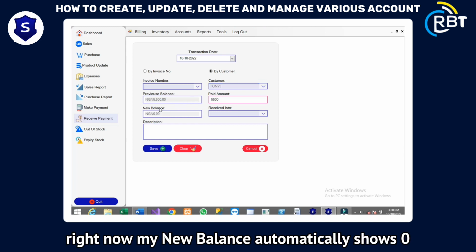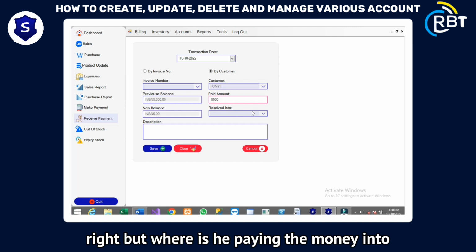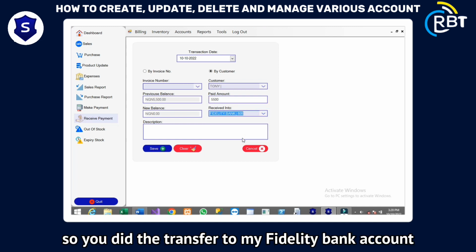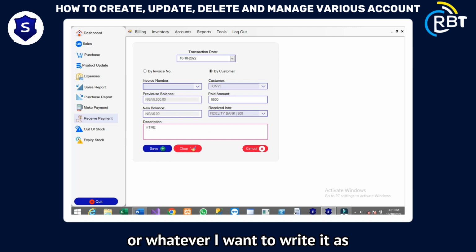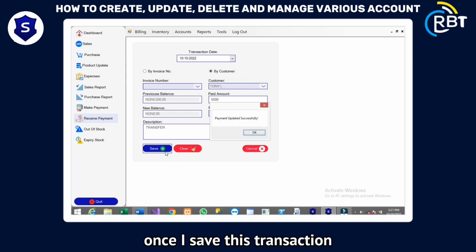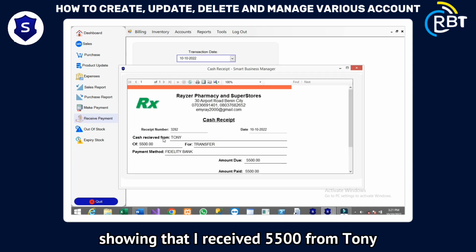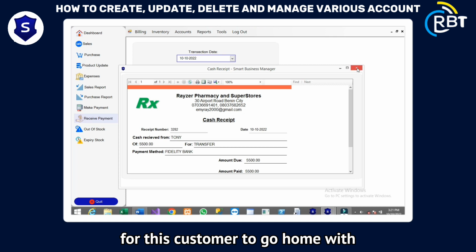Now my new balance automatically shows 0 once Tony pays this amount, right? But where is he paying the money into? He wants to pay this same money into my Fidelity Bank account. So he did a transfer to my Fidelity Bank account. I could just simply write the description as transfer or whatever I want to write it as. And save this transaction. Once I save this transaction, it's going to print a receipt for me. This is a cash receipt for me, showing that I've received 5,500 from Tony and the money was paid into my bank account. I could print this receipt for this customer to go home with.